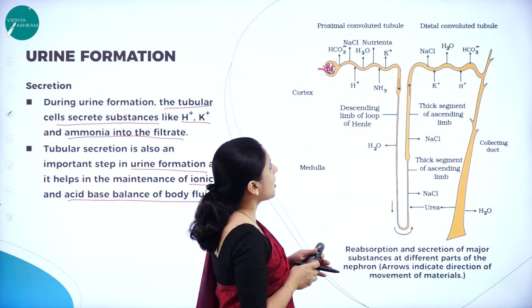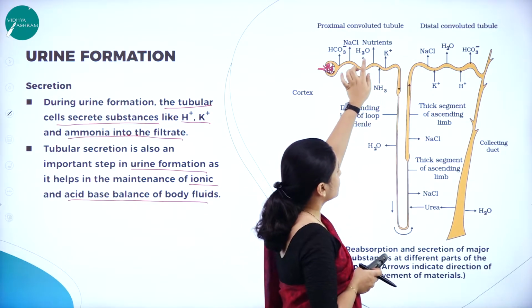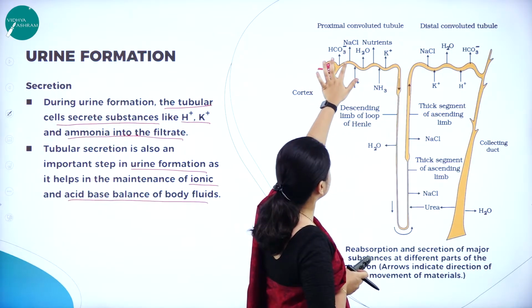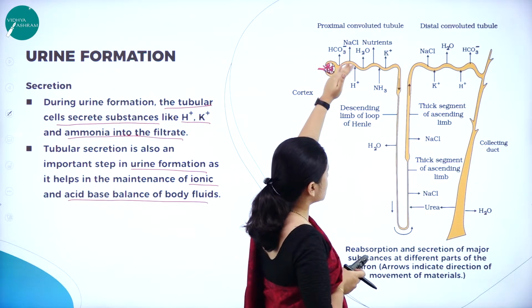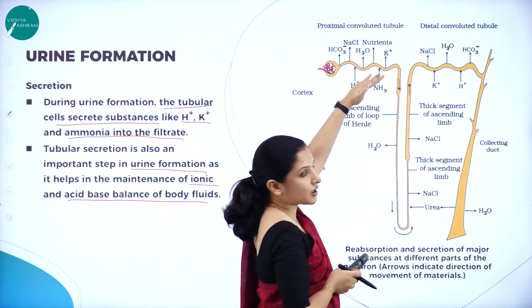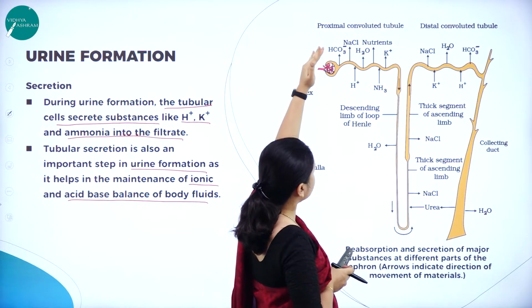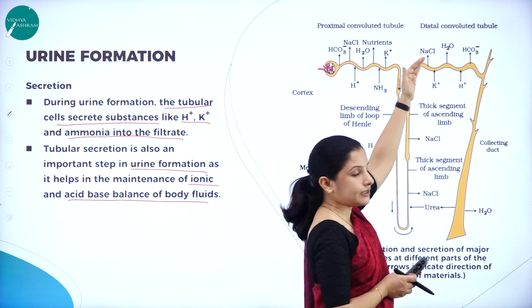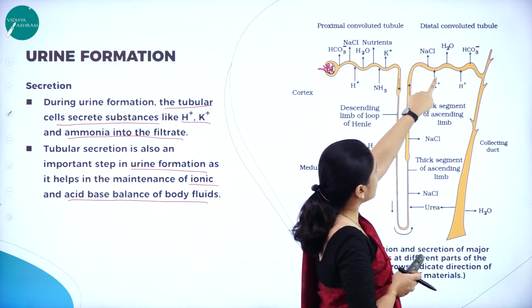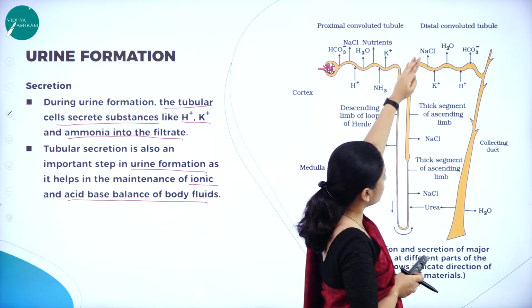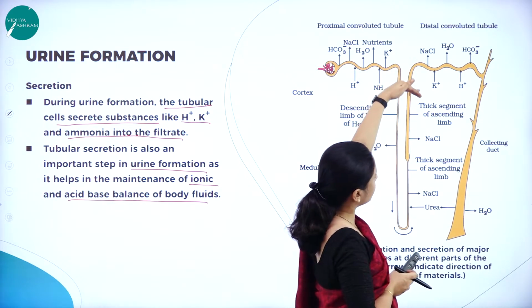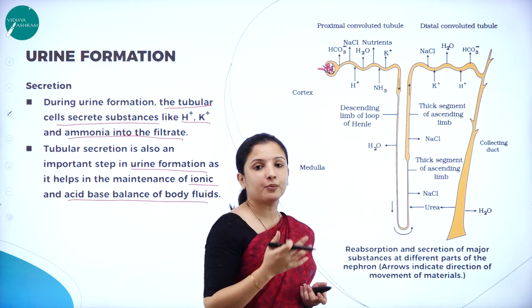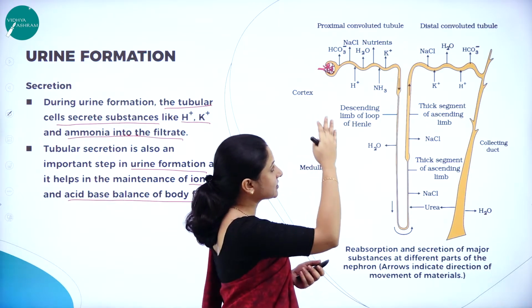So as you can see here, we have the proximal convoluted tubule and the distal convoluted tubule. You can see the proximal convoluted tubule is absorbing H plus and NH3. Therefore, to maintain ionic balance, they are releasing bicarbonate ions, sodium chloride, nutrients, potassium ions, water, etc. And here also the distal convoluted tubules of the nephron are absorbing potassium ions and hydrogen ions, and they are releasing sodium chloride, water, and bicarbonates into the filtrate, so that the proper filtration can occur. So that release is nothing but the secretion.